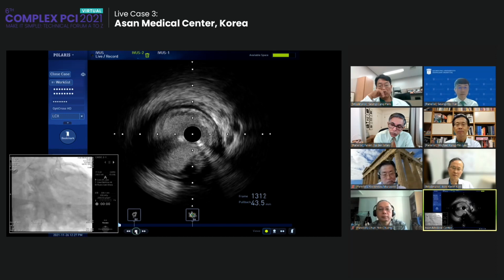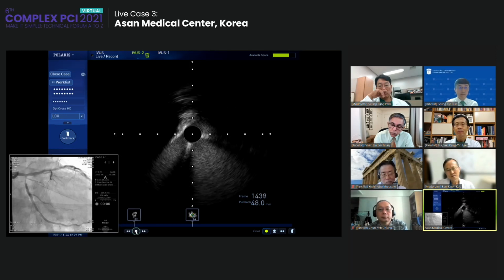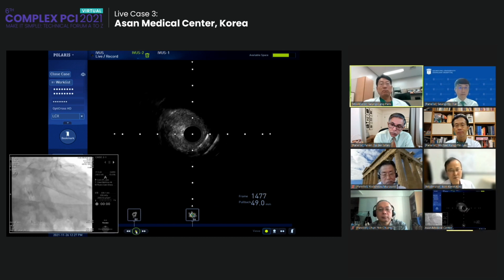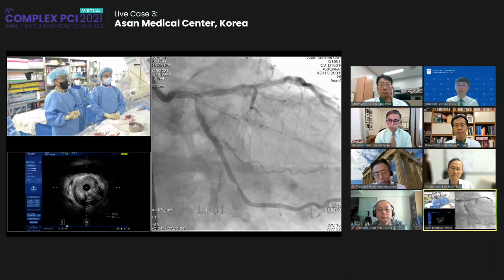Although it is an angiographically intermediate lesion, on IVUS the lumen is very tight, a huge plaque, 90%, lumen area is less than 1.5. So at this moment, we will have some discussion time.